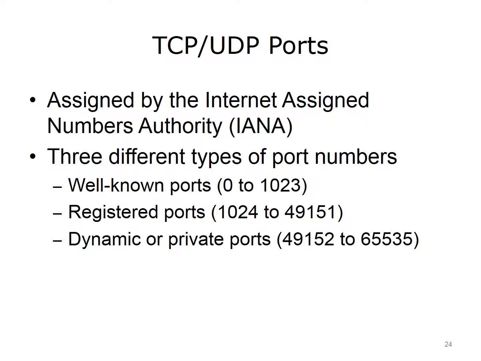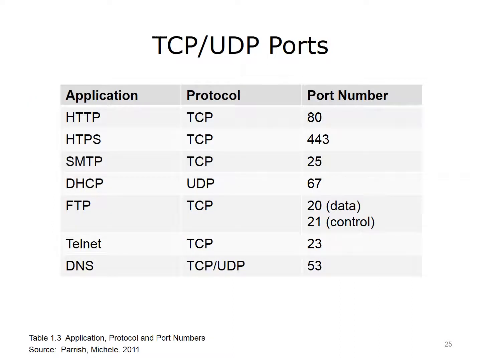There are 3 different types of port numbers: well-known ports 0 to 1023, registered ports 1024 to 49151, and dynamic or private ports 49,152 to 65,535. The table shows some common applications, the protocol they use, and their associated port number.